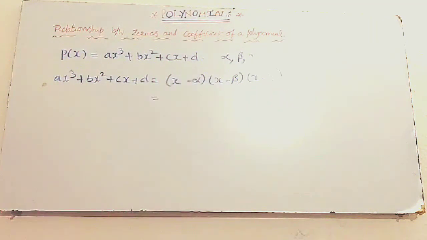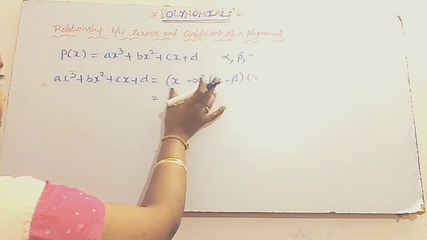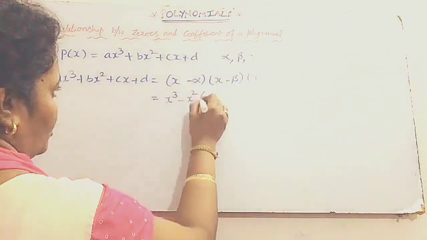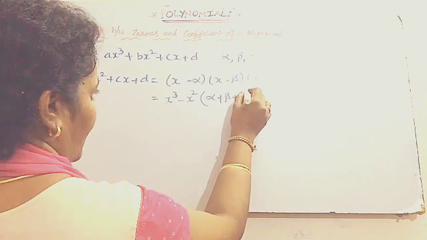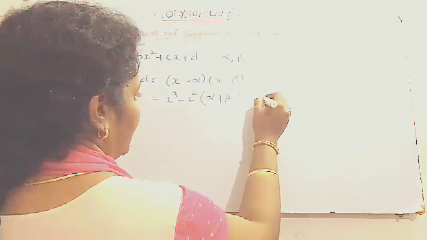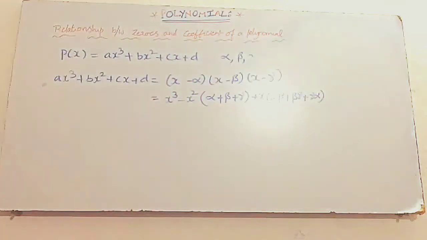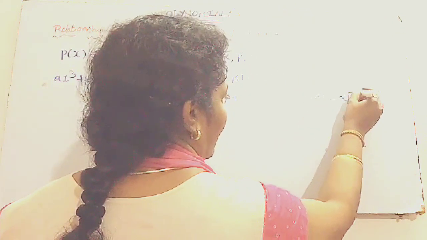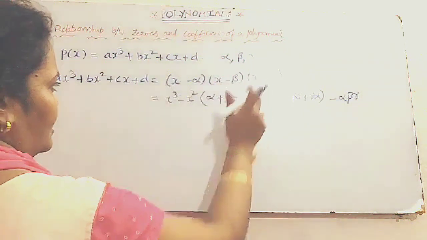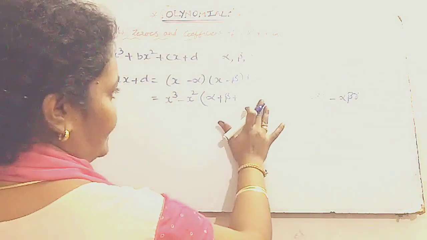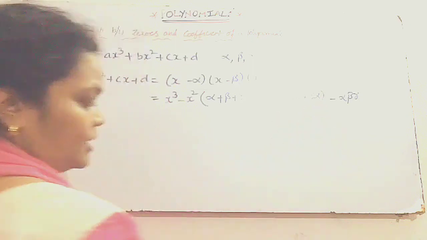Now I will write this: x minus alpha into x minus beta into x minus gamma. If we multiply these three, then we will get x cube minus x square into alpha plus beta plus gamma, plus x into alpha beta plus beta gamma plus gamma alpha, minus alpha beta gamma.